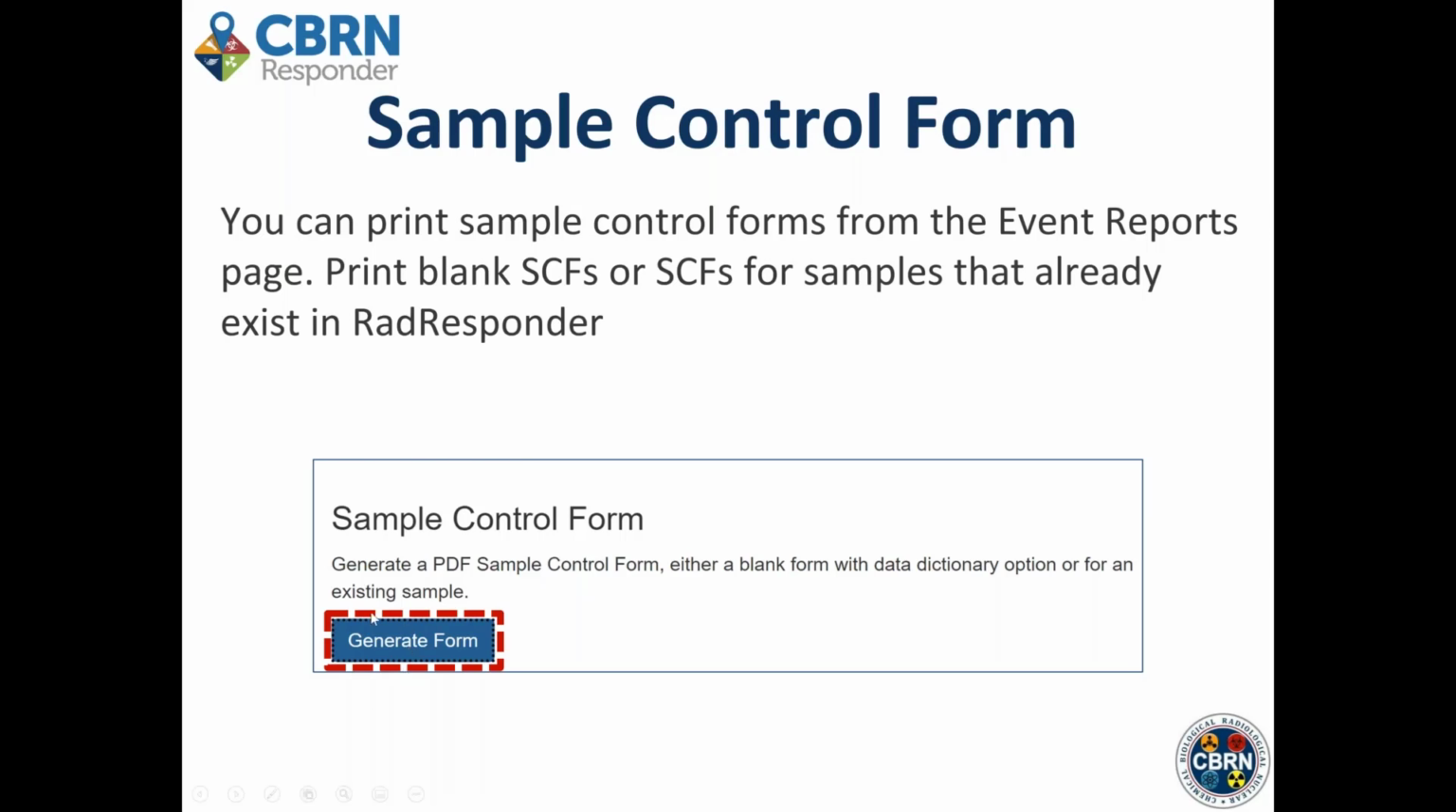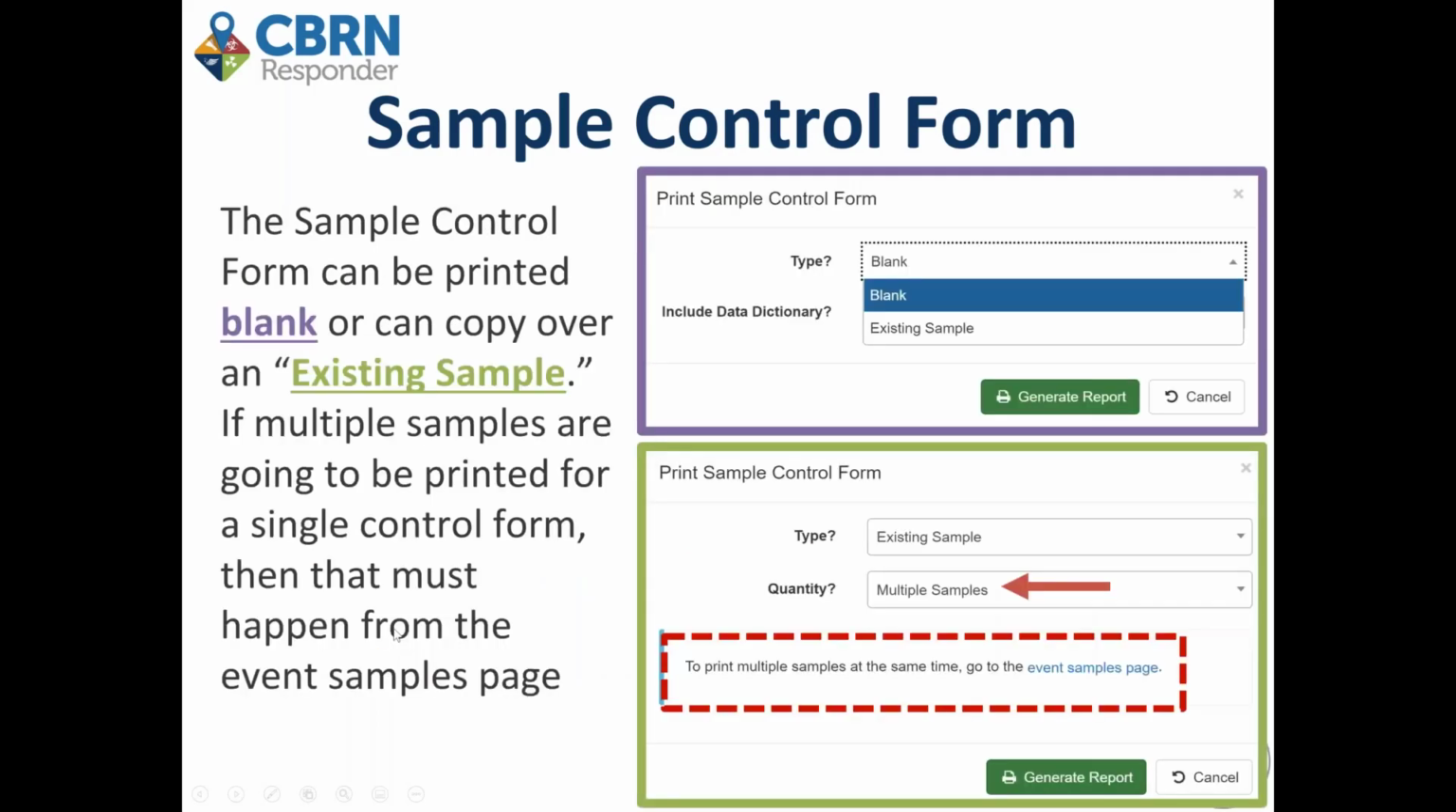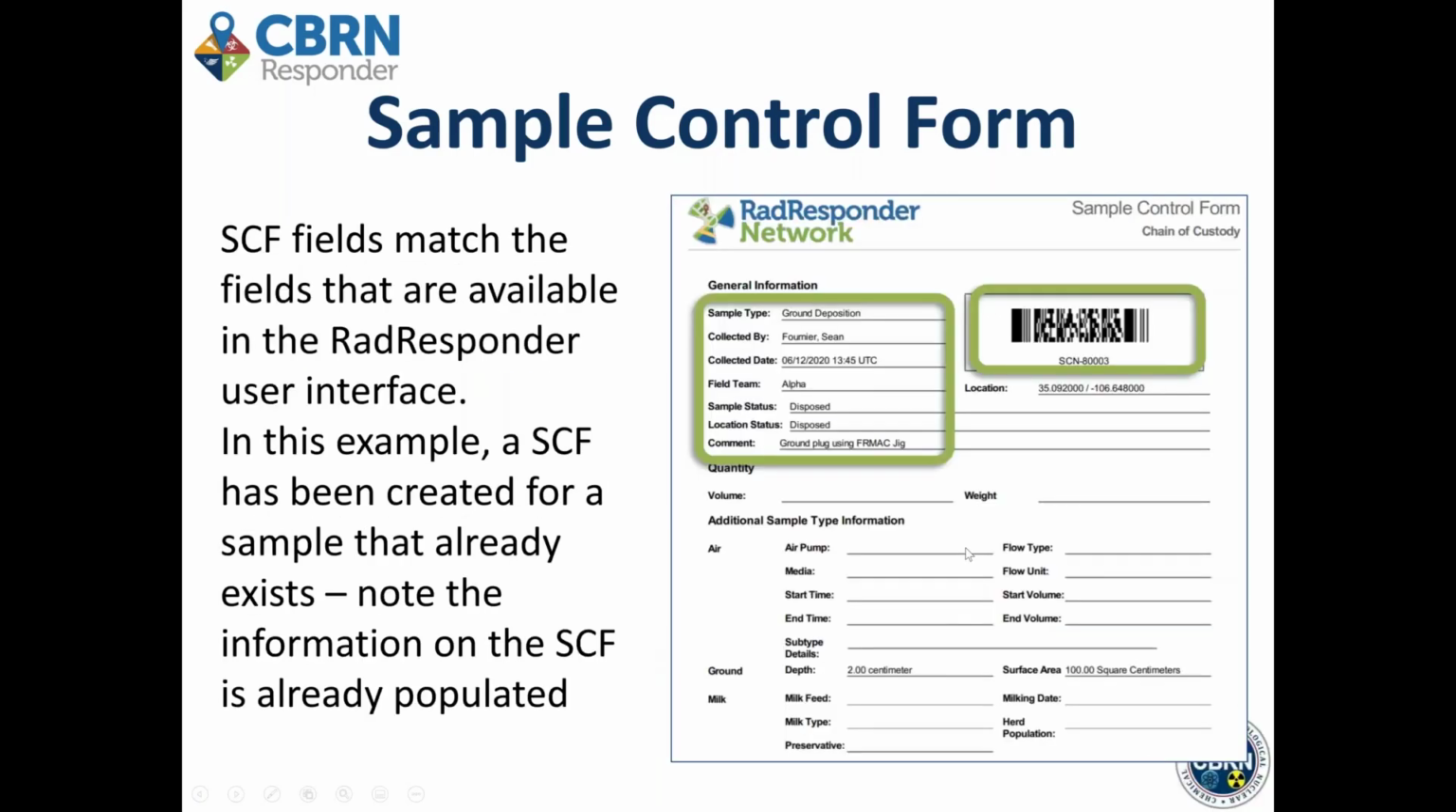So again, this blue button right here that says generate form, when you select that, you'll be given some options to choose from. Like I said, you can either choose a blank or existing example. Please note that there is a quantity drop down here, and you can select multiple samples, and you'll get this warning, highlighted in red here, just saying that to print multiple samples at the same time, you must go to the event samples page. But if you're wanting to just print a single existing sample, it will look like this.